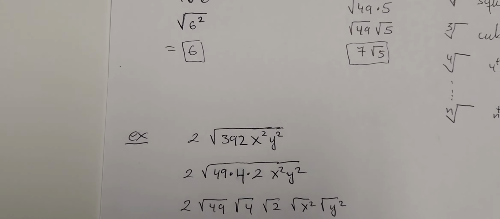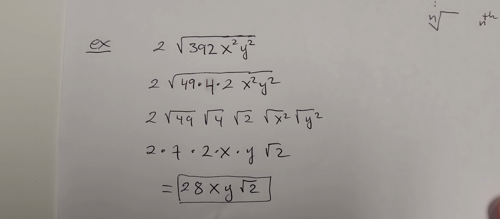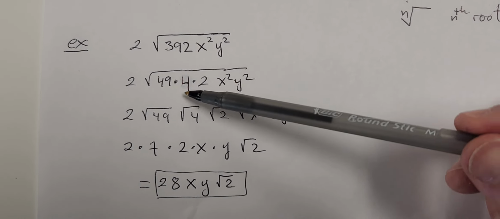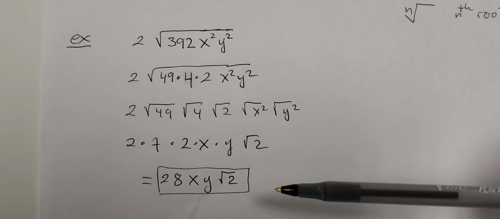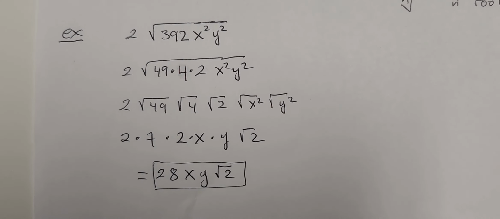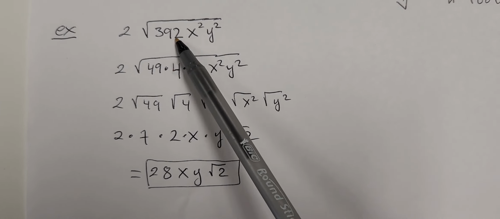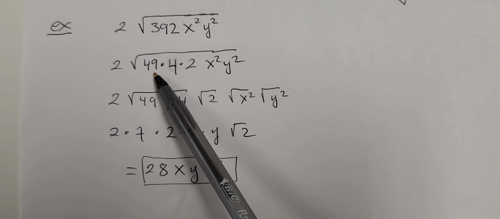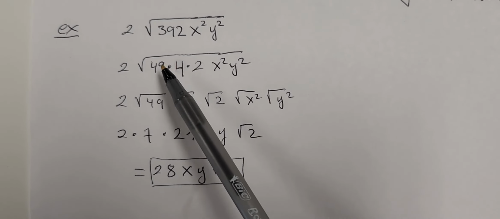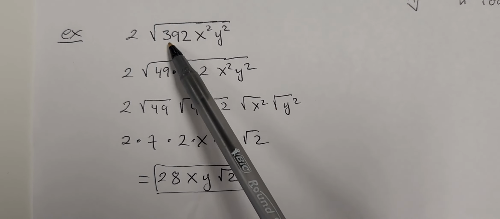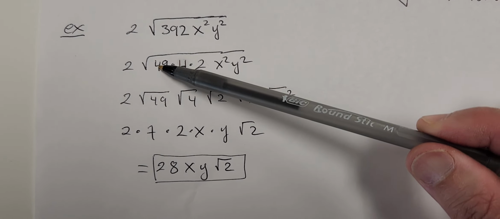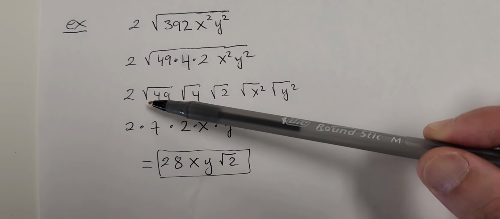Okay. Next example, same thing, but just more numbers and letters, just more of the same. Okay, so here, 392. So what two numbers multiply to give me 392? So it will be 49 times 4 times 2. So 2 times 4 times 49 gives me 392. Okay, so we break this up into 3 parts, 49, 4, and 2. That's what I have here.